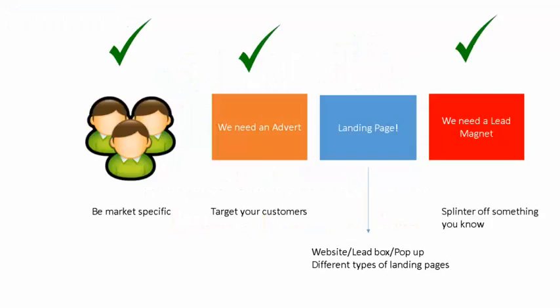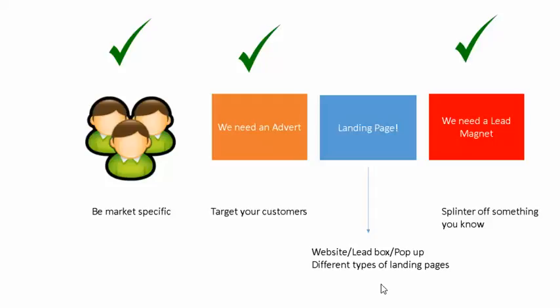What I've done to date is I've covered off for you the types of customers you need to be focusing on, the targeting of your customers through an advertisement and what you need to do. And then I've also covered off splintering off something, so you need this lead magnet. This is really important. What's the thing you're going to be sending them? And now we're going to be talking about your landing page.